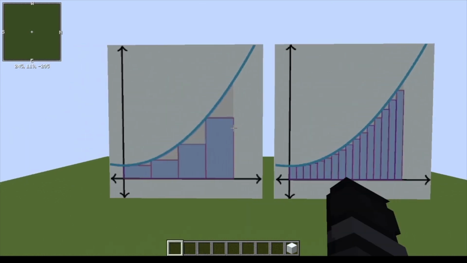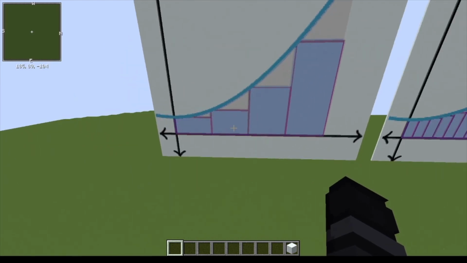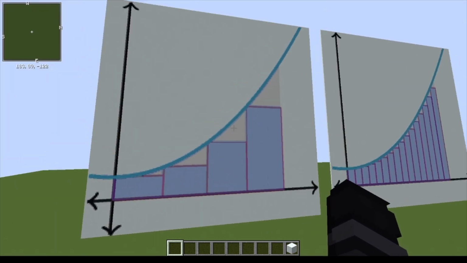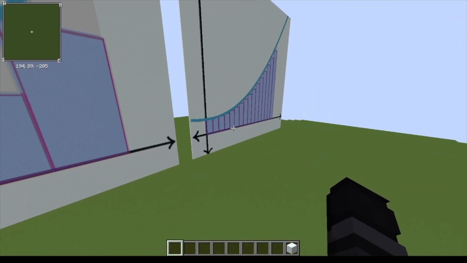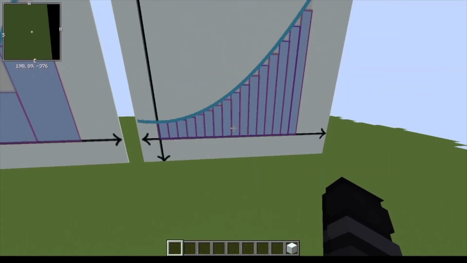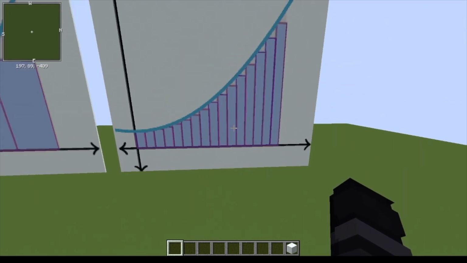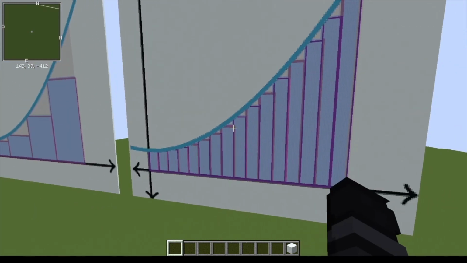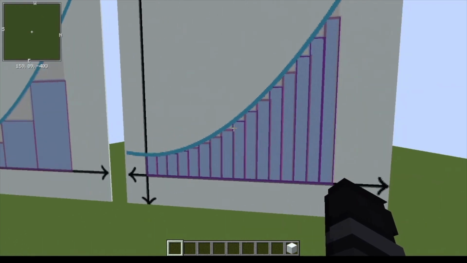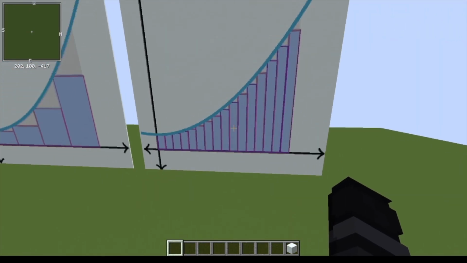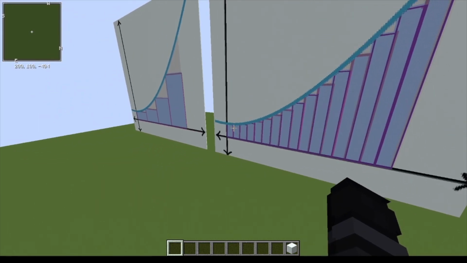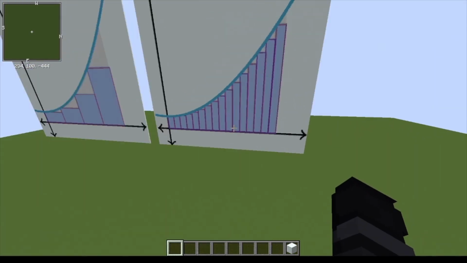Just as a quick recap, when n, or the amount of rectangles, equals 4, the area under the curve that is not accounted for is larger than if the amount of rectangles is higher, because when you have more rectangles, each point is closer to the curve. Therefore, as the amount of rectangles goes to infinity, or n goes to infinity, you get closer and closer to the area under the curve.